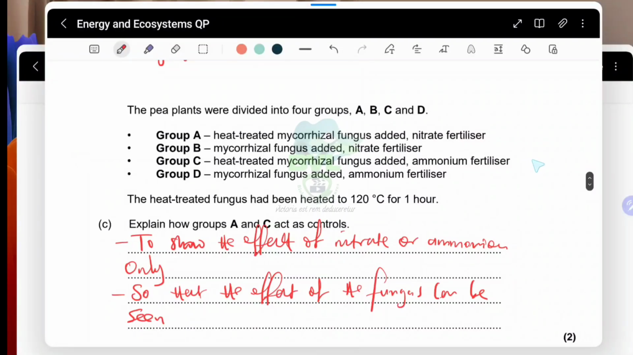So, because if you notice now, C and A here, okay, you can see they are both heated here. Mycorrhiza fungus, then you can see the only variable here is what? Ammonium and nitrates. Okay, hope that made sense, so that the effects of the fungus can be seen. So that's the reason why they have those things being identical. So don't forget, it says explain how A and C act as control. Hope that made sense.